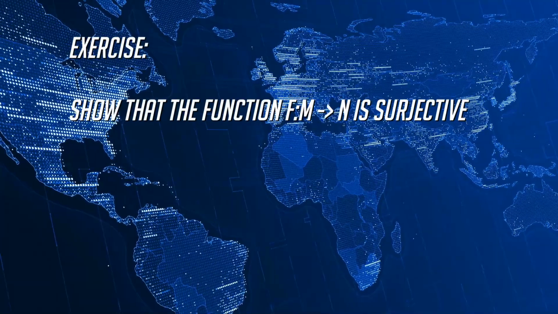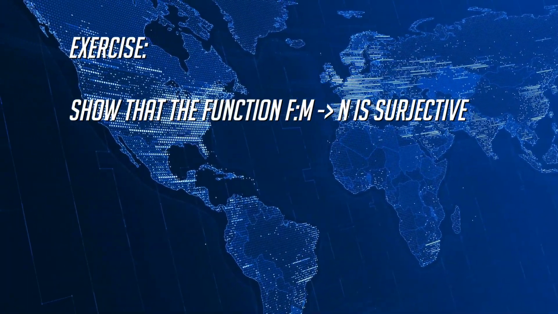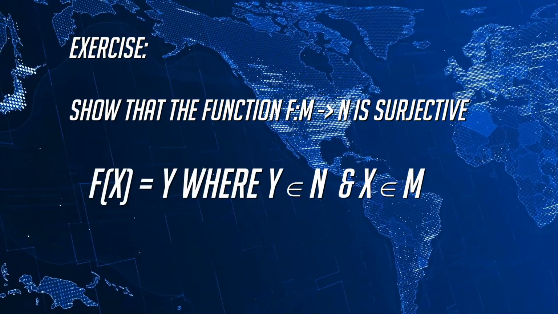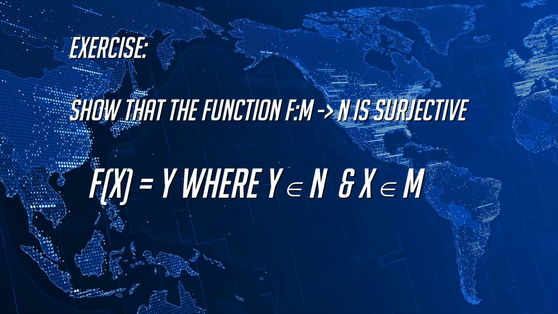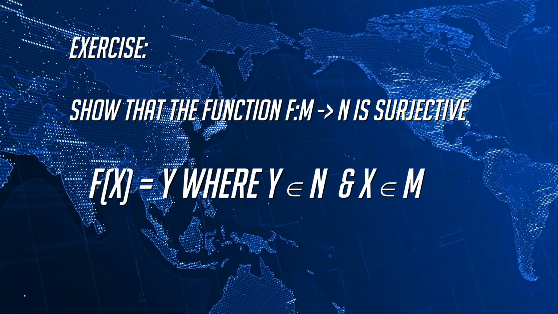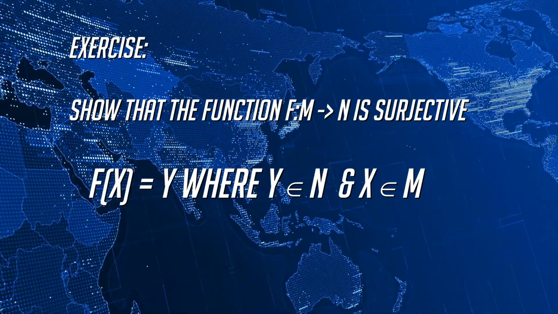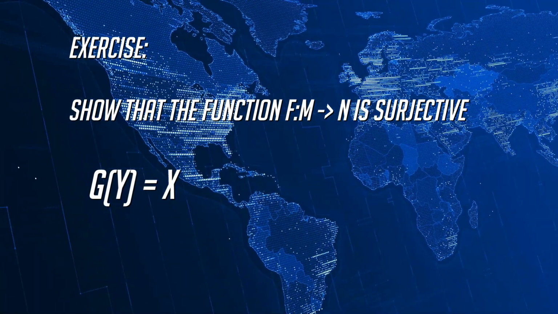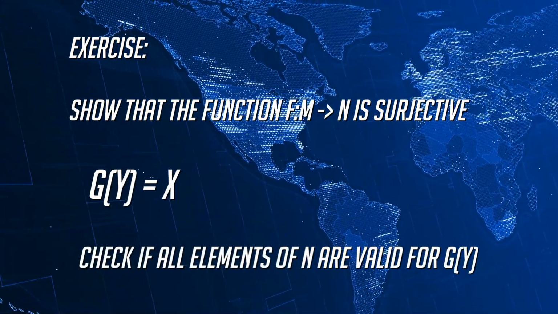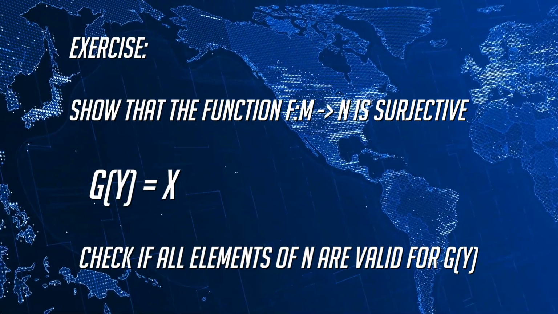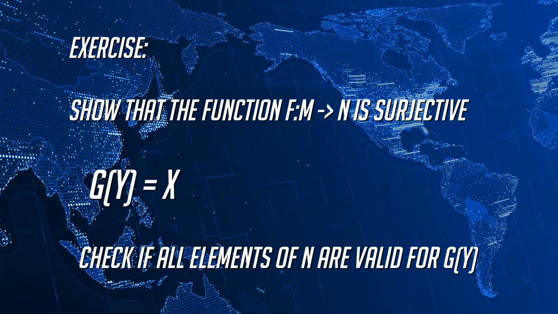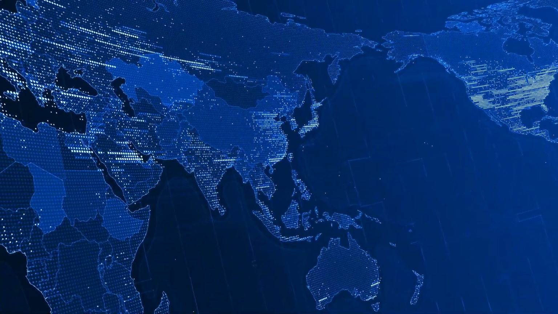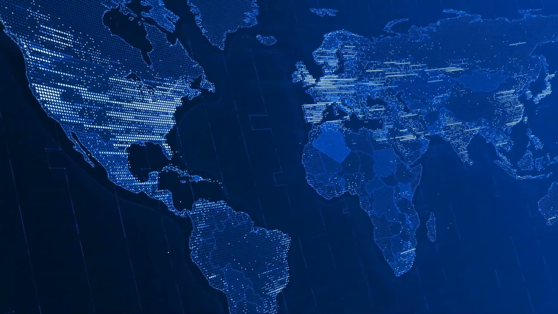Suppose an exercise asks you to show that a function f from M to N is surjective. How do we go about that? Start by writing f of x is equal to y, where y is an element of N and x is an element of M. Then try to rewrite the expression in terms of something like g of y equals x. Now check if all elements of N are valid for g of y. If the domain of g is not N, but rather some subset of N, then we know that f is not surjective.